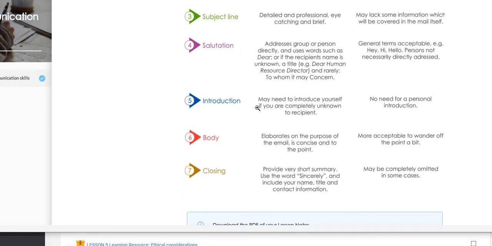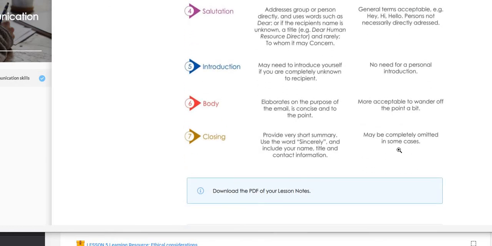And then there's a definite introduction, body, and closing on it. You don't need to introduce yourself. This guy will probably know who you are in a casual email, and you can get to the point and do things sharp.